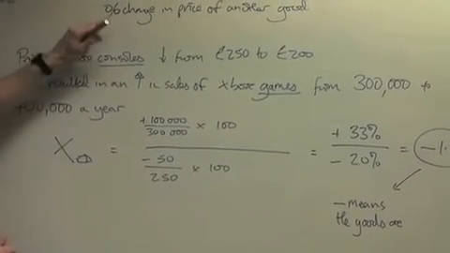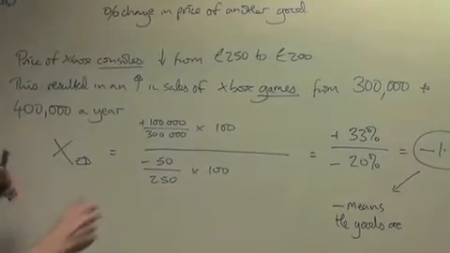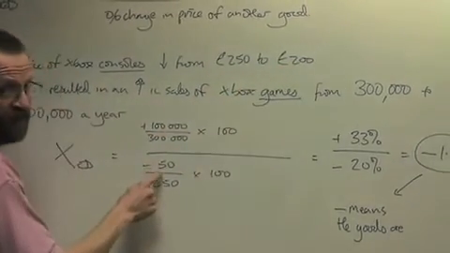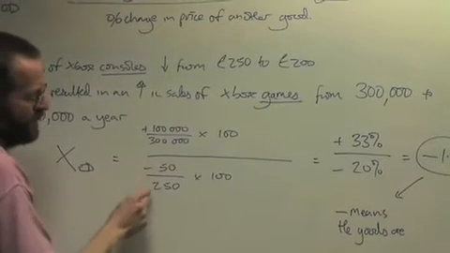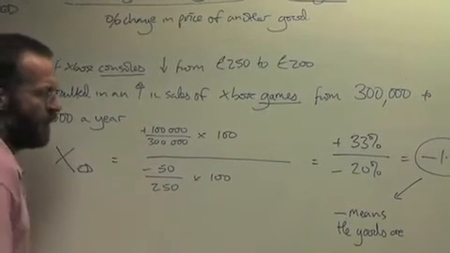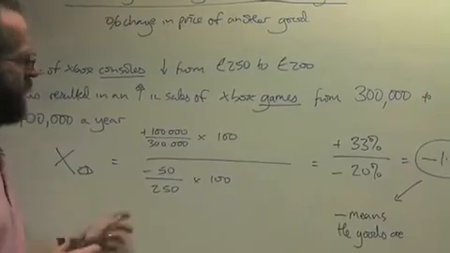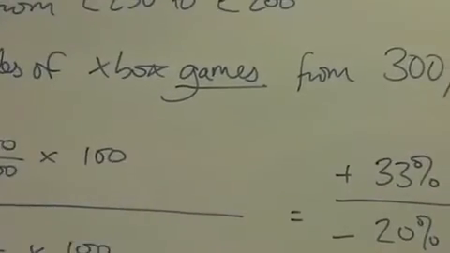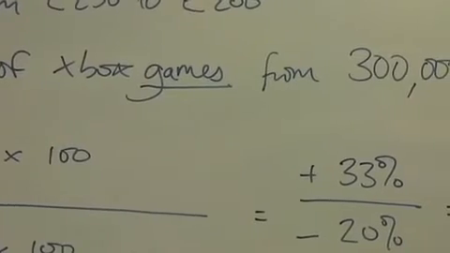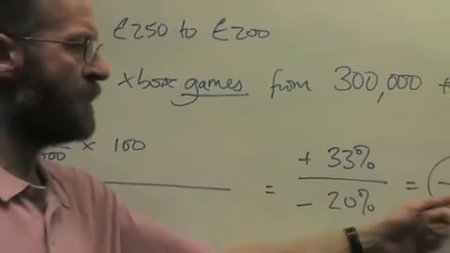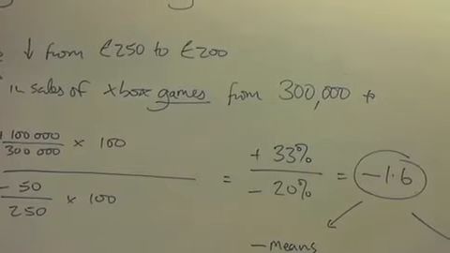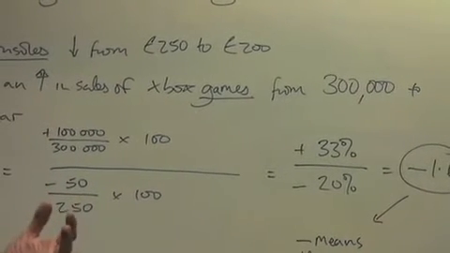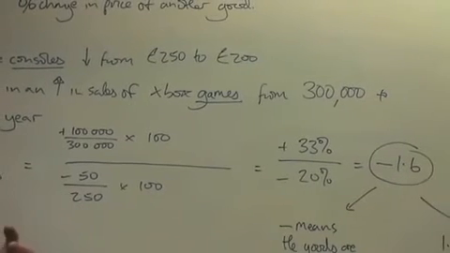The percentage change in price, you started at 250 and you went to 200. So it's minus 50 over where you started, 250, multiplied by 100. Do the maths. And it comes out at plus 33 on the top, minus 20 on the bottom. Calculate that, and it comes out at minus 1.6. So that's the second stage. First stage, know the formula. Second stage, be able to do the calculation.